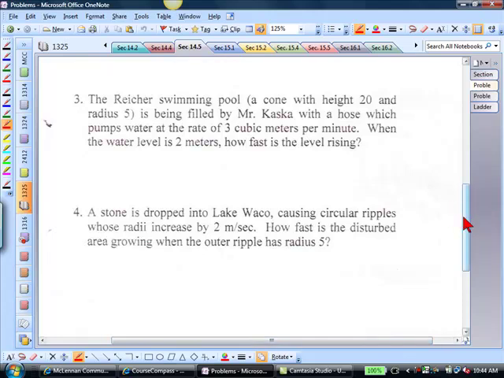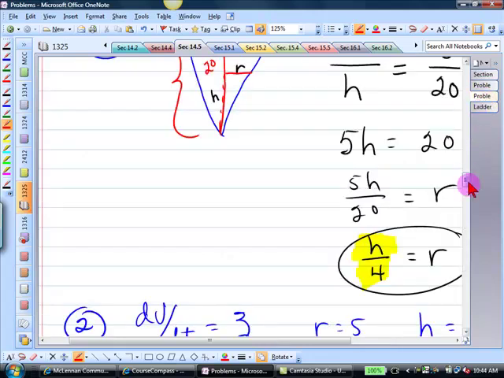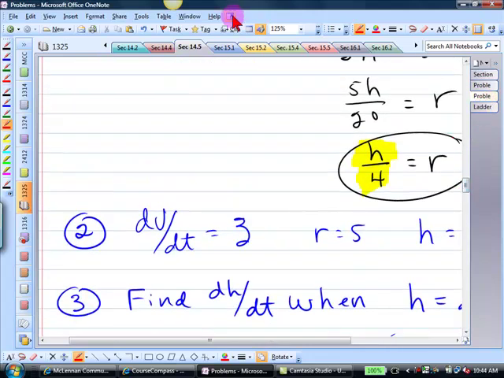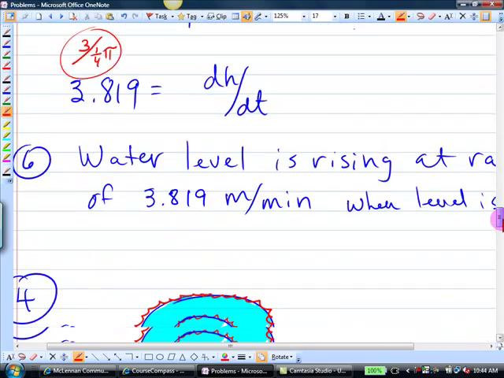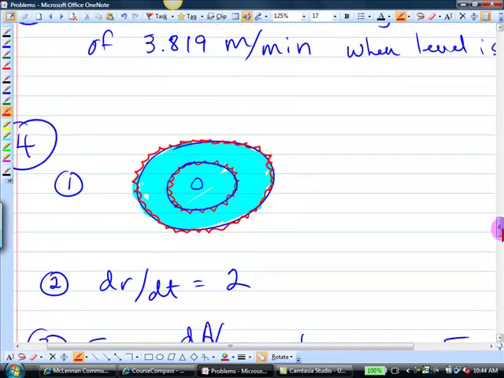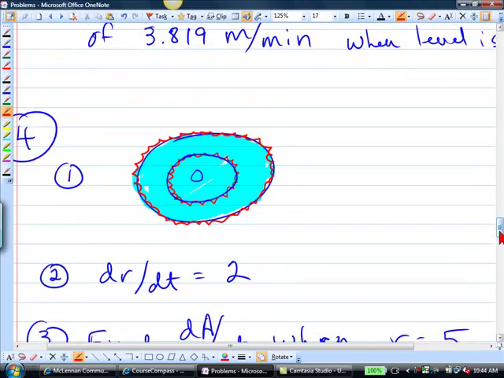Let me know when we can go to the page. Okay, so there's our picture, and each time we're getting a different circumference, and the radius is changing. So we're given that dr/dt is 2. That was part of what we were given.